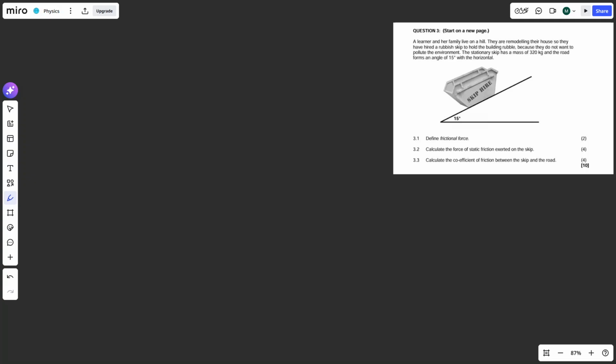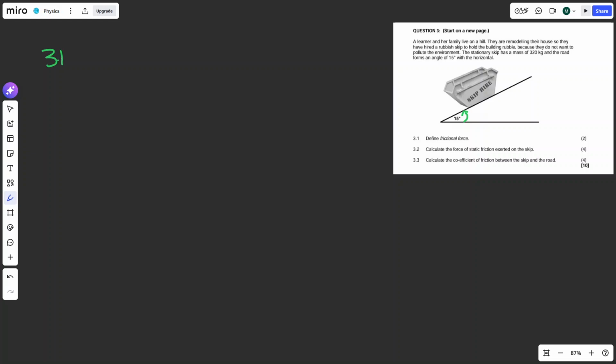So, in today's session, we'll be tackling a few questions, touching on a few physics concepts in mechanics. Let's look at the given scenario here. We've got a learner and her family that live on a hill, and they are remodeling their house. They've hired a rubbish skip to hold the building rubble. This skip weighs about 320 degrees and it is placed on a hill. You can see here that it's on an inclined plane, which is 15 degrees relative to the horizontal.